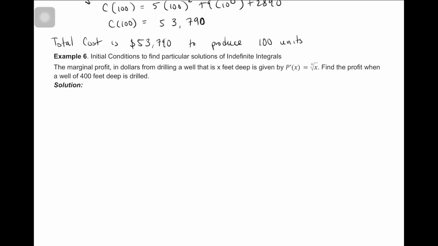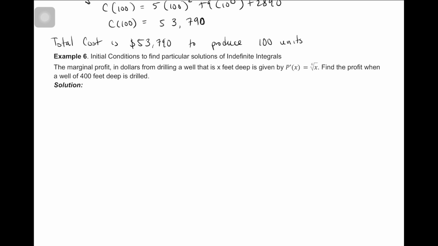All right, welcome back. So we're gonna try example number 6. Very similar to the previous two examples, but there's a little curve here that we gotta consider. The marginal profit in dollars for drilling a well that is x feet deep is given by p prime of x equals the sixth root of x. Find the profit when a well 400 feet deep is drilled.